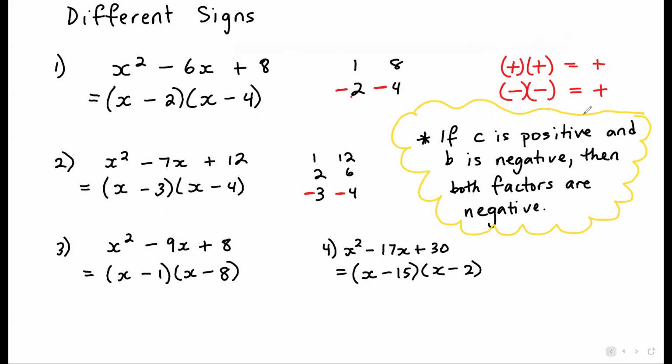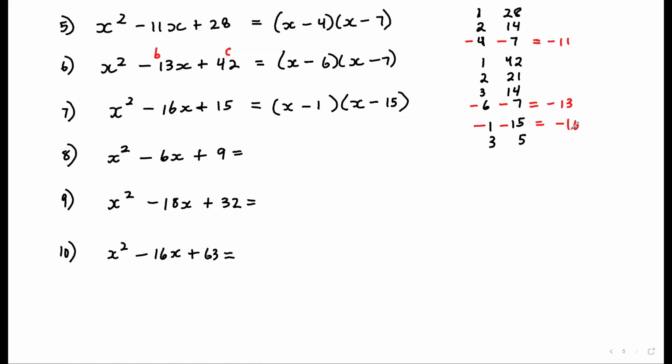So once C is positive and B is negative, the two factors are both going to be negative, because it's only those two factors that you can end up getting a positive answer when you multiply them and a negative answer when you subtract them, right?